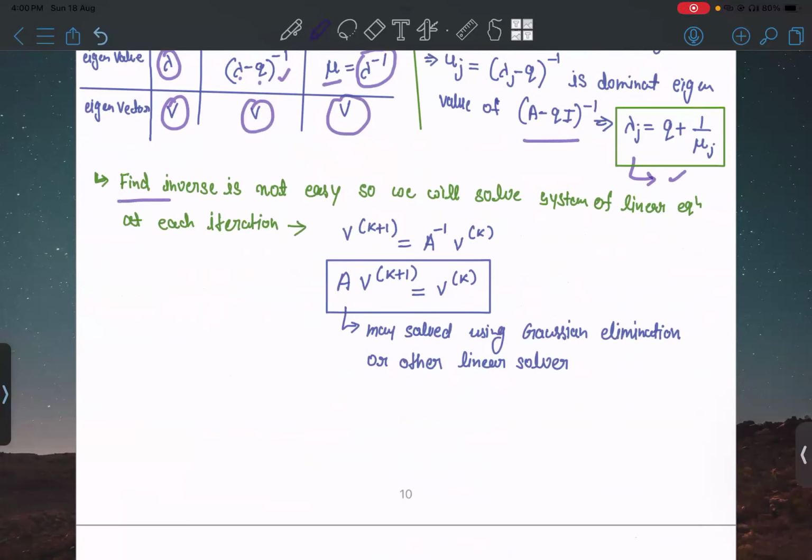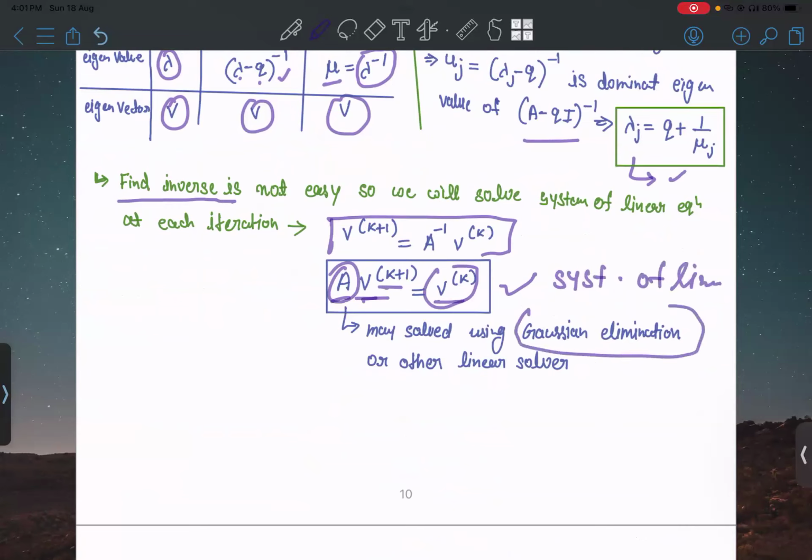As we know, finding the inverse is not easy. What we'll do is, rather than solving this equation, we will solve this equation: A V at the k plus 1th iteration will be equal to V at the kth iteration. This A we already know, and this we want to find. So this is a system of linear equations, which can be solved by Gaussian elimination or other linear solvers.